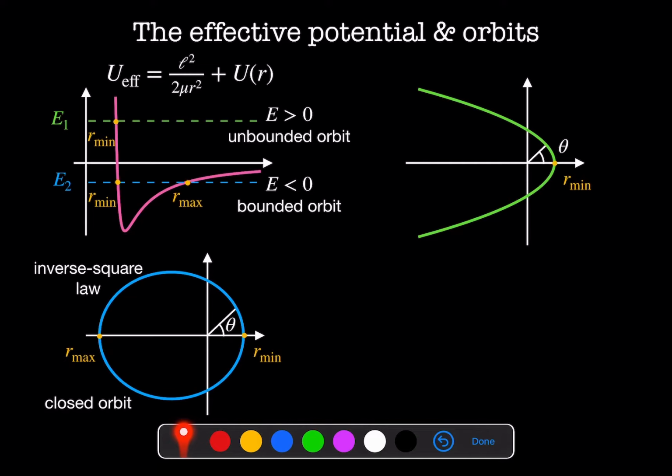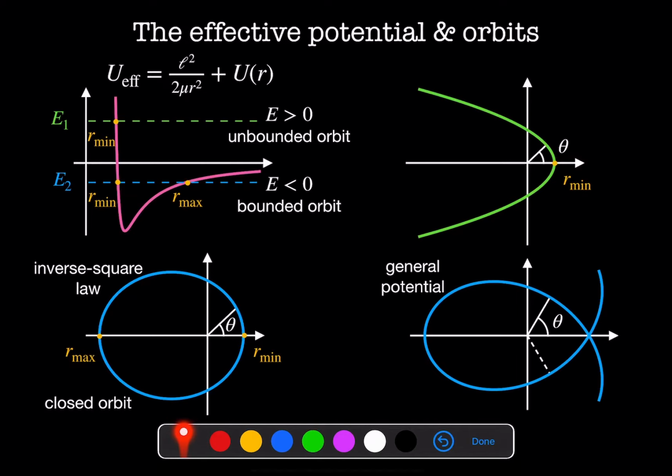However, virtually all potentials, aside from inverse square law and Hookean potentials, don't close. So for a general potential, there might be many positions where they achieve r min and r max throughout the course of their orbit, sometimes infinitely many positions. These orbits don't close up, so there's not a place where this orbit will necessarily repeat itself in time.